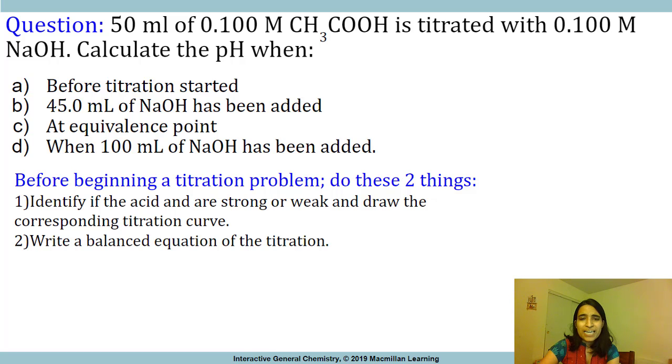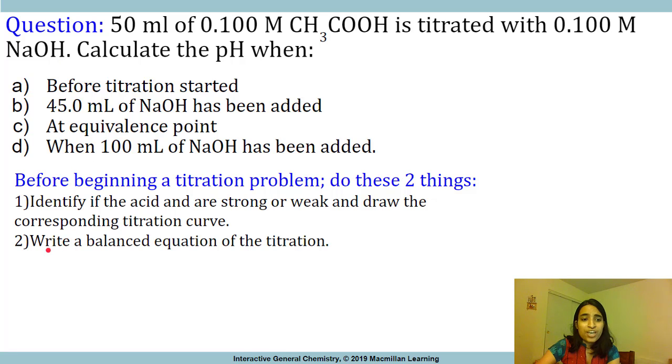Whenever you get a titration problem, even before you look at what the question is, if you realize it's a titration problem, there are two things you have to do. The first is to identify if the acid and the base are strong or weak, and then draw a corresponding titration curve. In this case, we have acetic acid, which is a weak acid, and NaOH, which is a strong base. So make that identification first and then draw a rough diagram of how the graph should look.